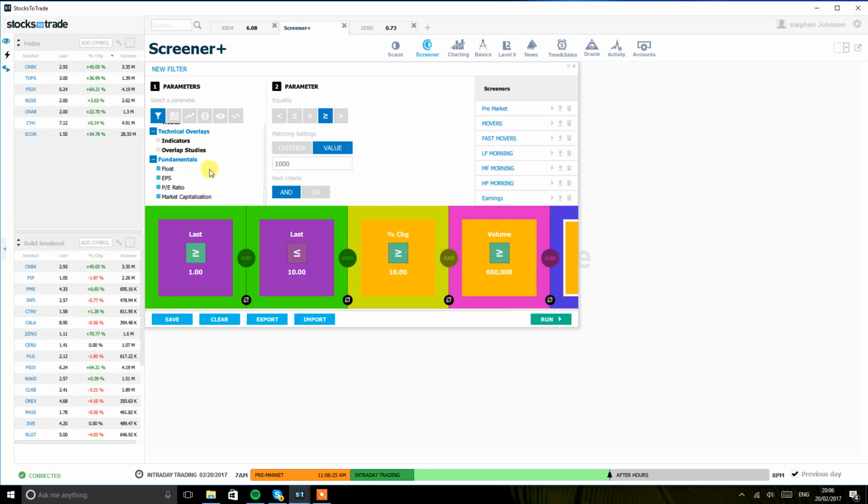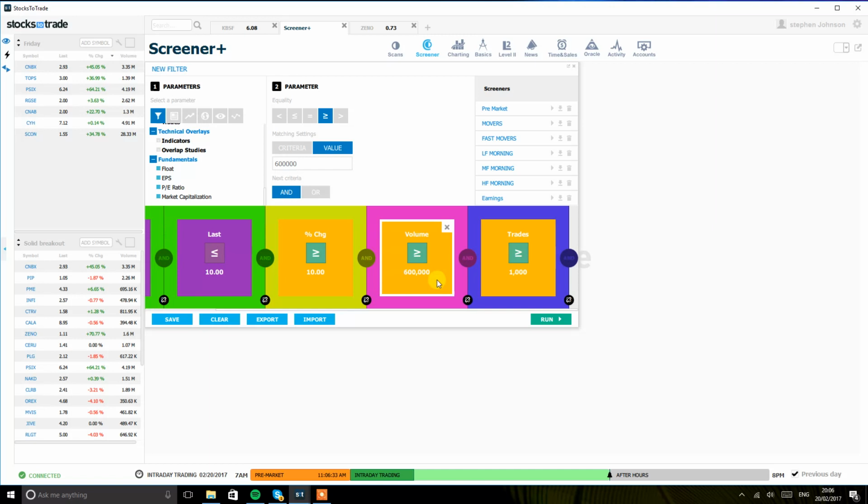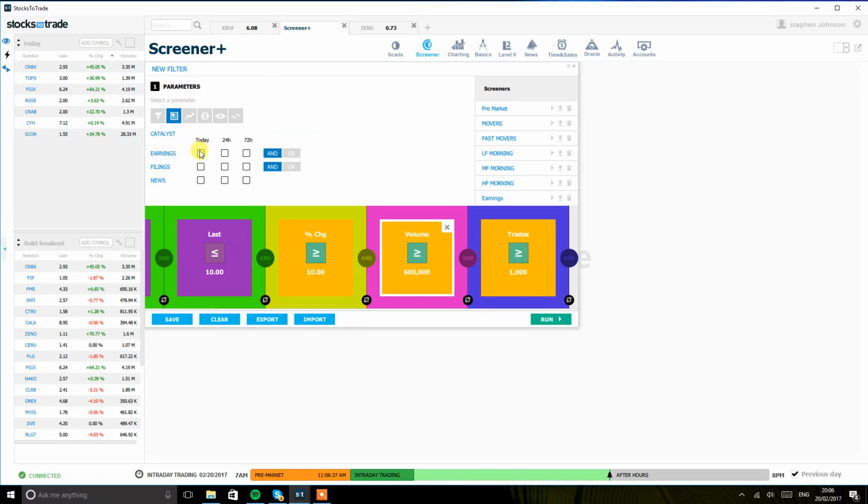Nothing that interests me for now. Float, you can kind of add in. But the basic principles are in between $1 and $10, up more than 10%, and trade more than 600,000 volume, over 10,000 trades. If you want, you can say, and I wanted to have earnings in the last 24 hours, or even today, or the last 72 hours.